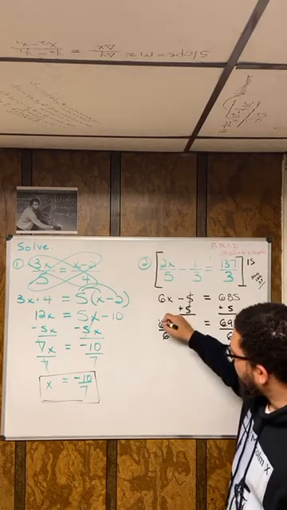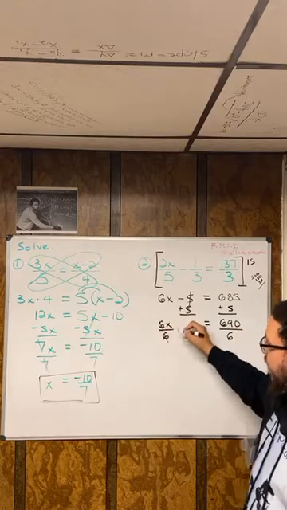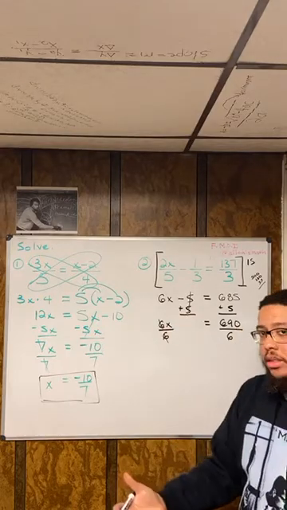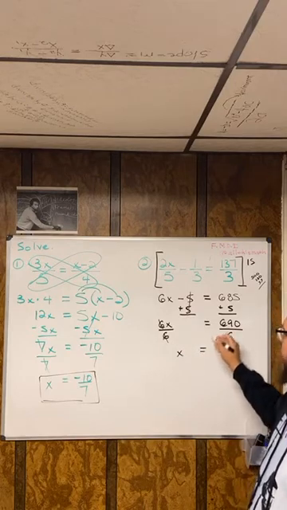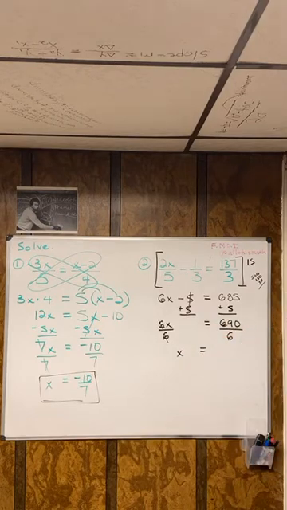Now, 6 divided by 6 is 1, so that's 1x. 1x is just x, because it's one of them. So we got x, bring your equal sign down. Now, 690 divided by 6.